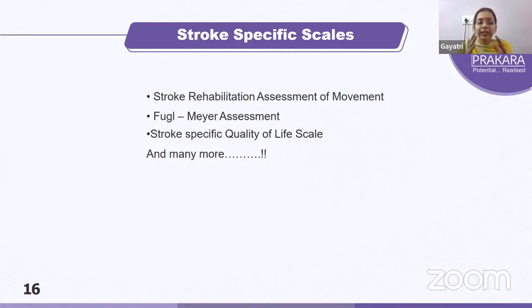Okay. So these stroke specific scales will help you in your masters also. For example, when you have to do a thesis, these scales are easy. They have very good validity, reliability, sensitivity, and specificity. Their ICC correlation coefficient is also very good. Therefore, you can go ahead and implement these scales. And that's it from my end. Let me just stop sharing my screen.